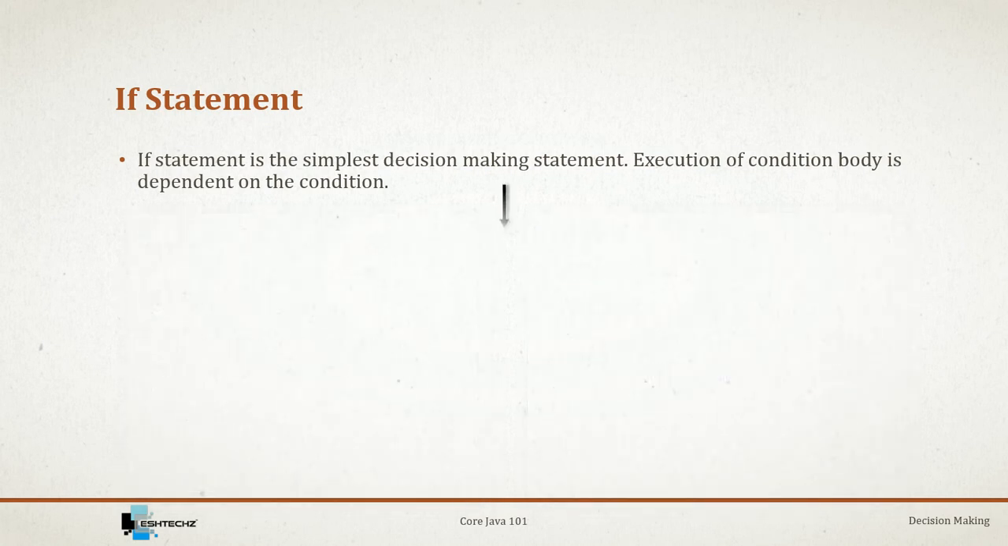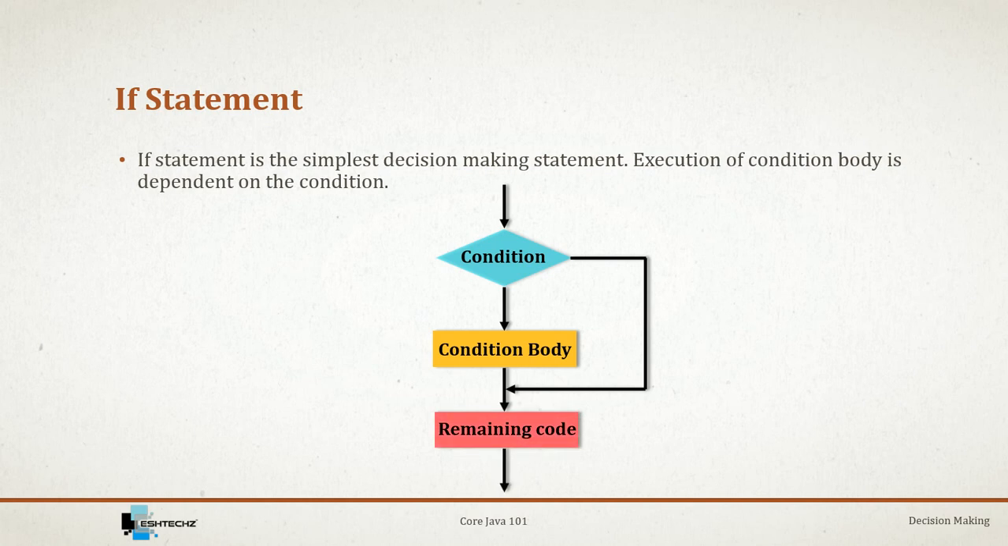This is the flowchart of if condition. For the first case, when the condition evaluates to true, JVM will execute the condition body and continue with the remaining code. And for the other case, when the condition evaluates to false, it will skip the condition body and continue with the remaining code.